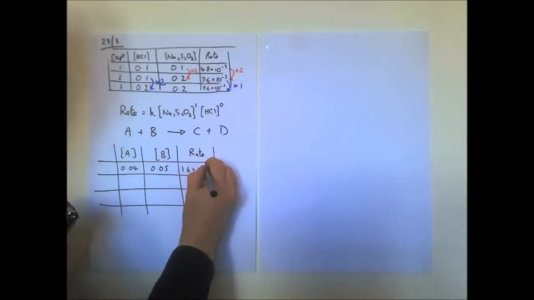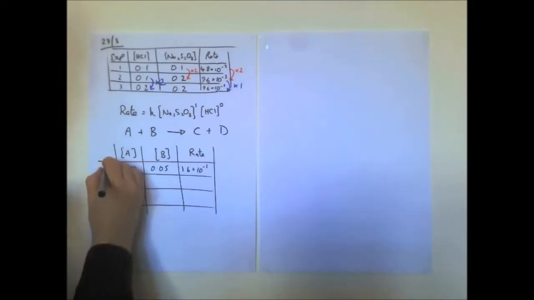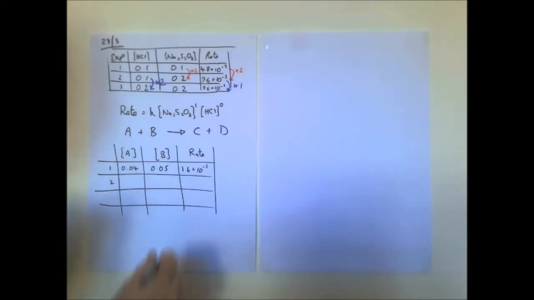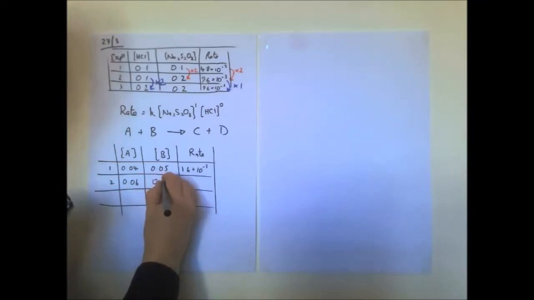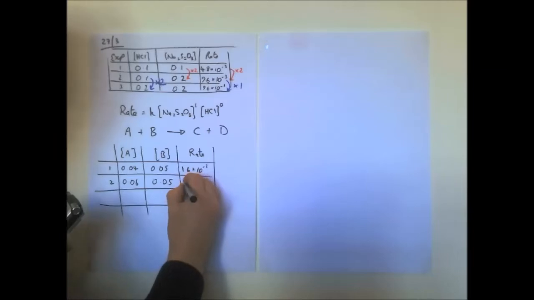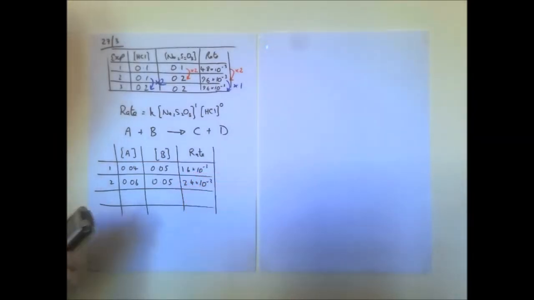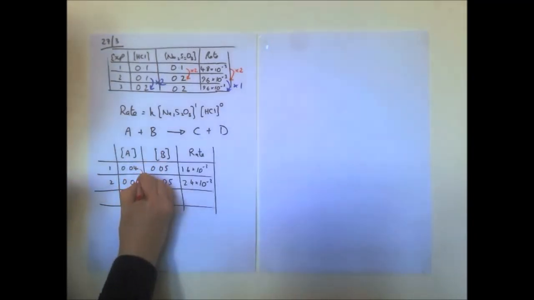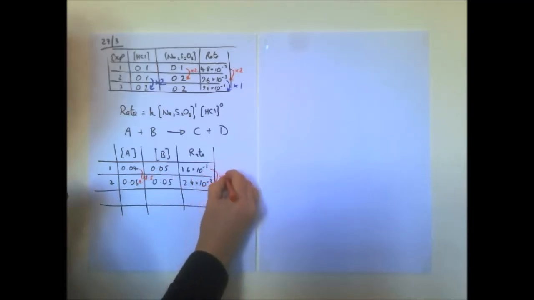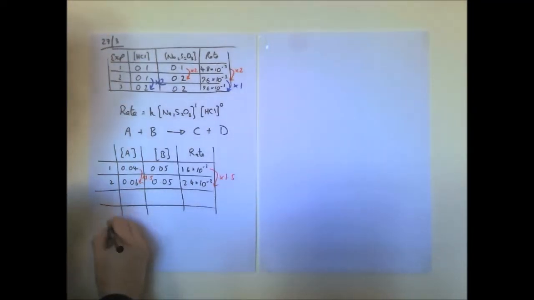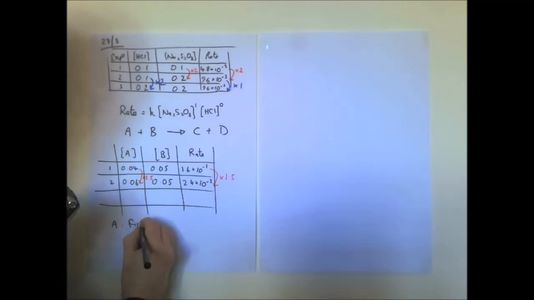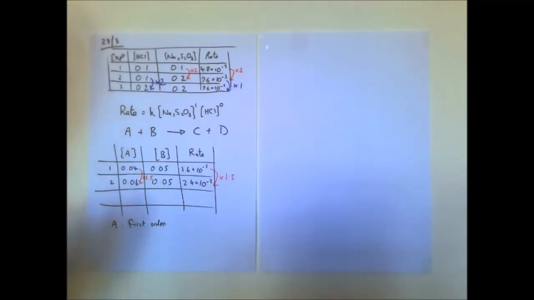Second experiment, I'm going to go for 0.06 for A, and I'm going to keep B the same, and my rate has gone up to 2.4 times 10 to the minus 3. So again, if we look at what's happened here, that's gone up now by 1.5. The rate has gone up by 1.5 as well. So that would enable me to say that A must be first order, because the change in A is copied in the rate.